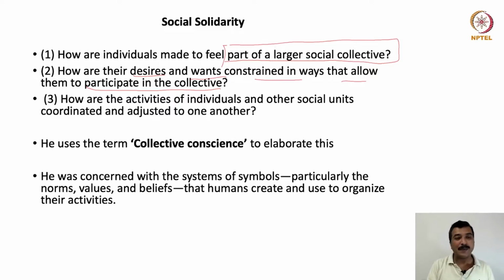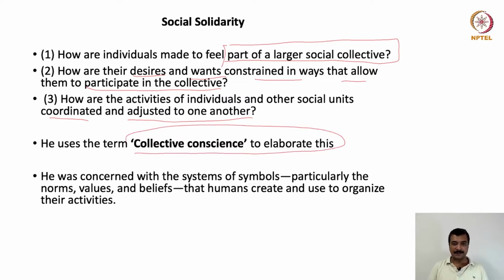What makes it possible for human beings to participate in the collective? How are the activities of individuals and other social units coordinated and adjusted to one another? Especially in complicated, modern societies, so many different types of activities are being carried out. How are they coordinated? How are they adjusted to one another? And in order to explain that, he brings in this term, collective conscience, or collective consciousness.